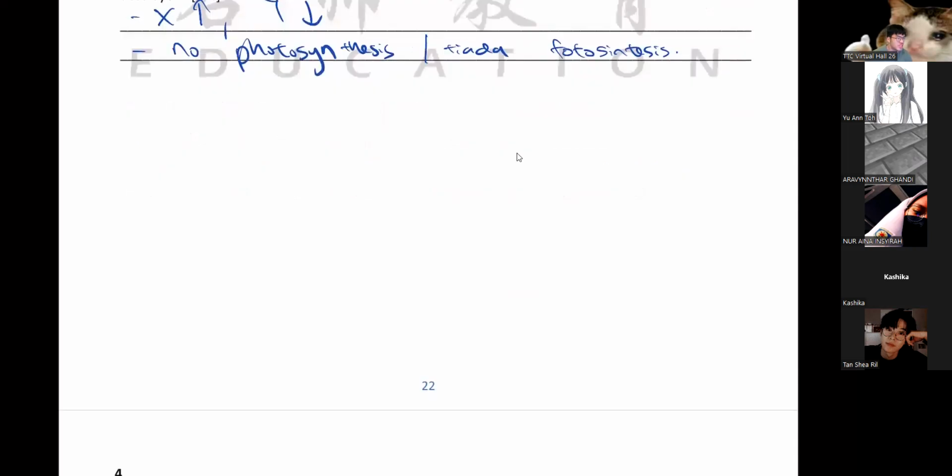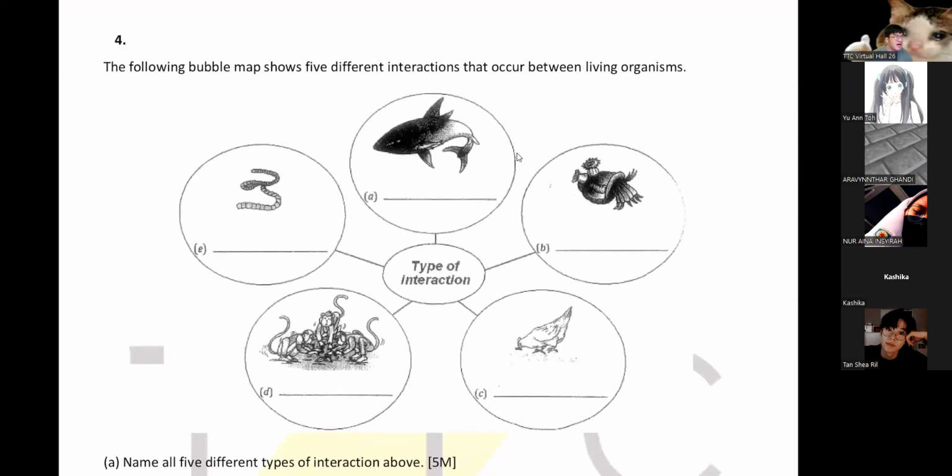Let's go to question 4. Yes, our interaction. Okay, this is the for-sure-coming-out question in the exam. All right, so let's look at number 1. Okay, this is your shark and your remora fish. So this is your commensalism. Okay, commensalisma. And then for your B, this is your mutualism. Okay, mutualisma. That would be your sea anemone and your hermit crab.